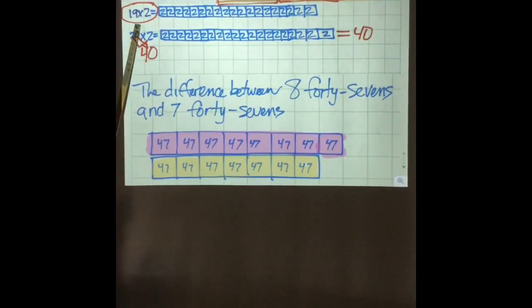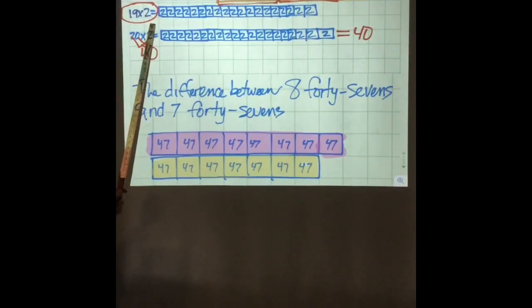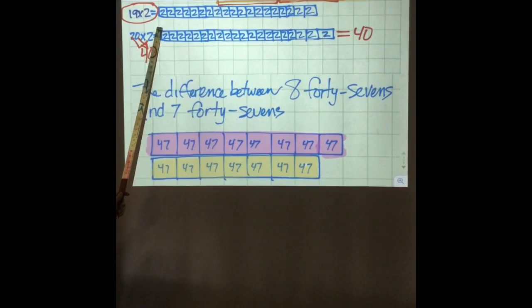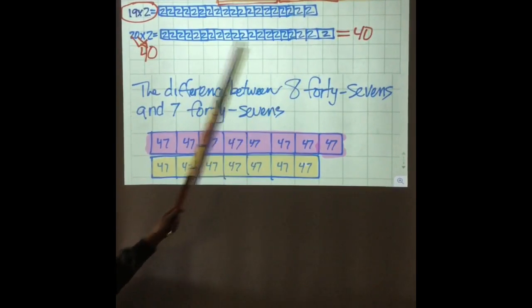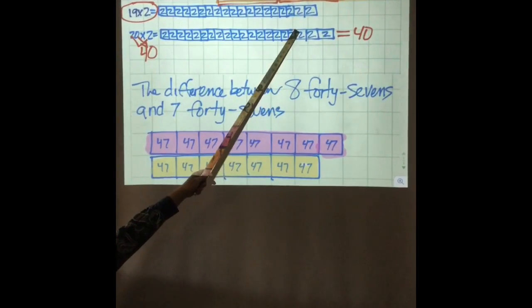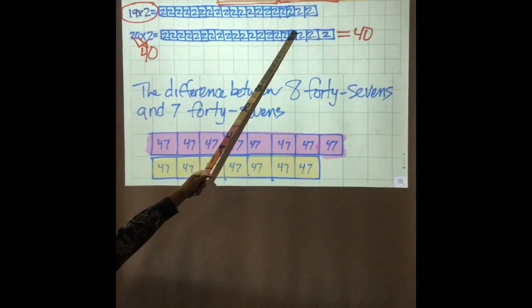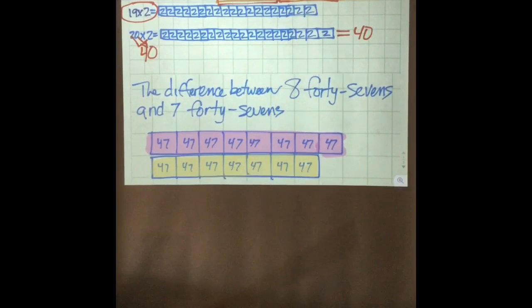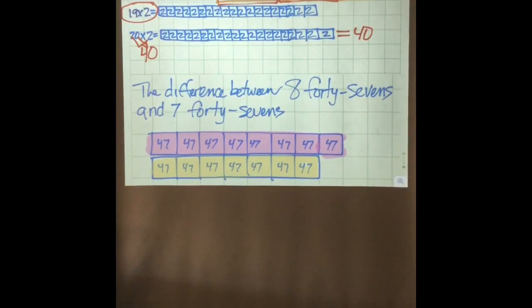But we're really looking for 19 times 2. That's harder for our brain, isn't it? So what do we have to do? I have 20 boxes of 2s here, but we're trying to find the answer for 19 boxes of 2s. What do we need to do? We need to take away this 2 right here, huh? So, what is 40 minus 2? 38. And that is our answer.